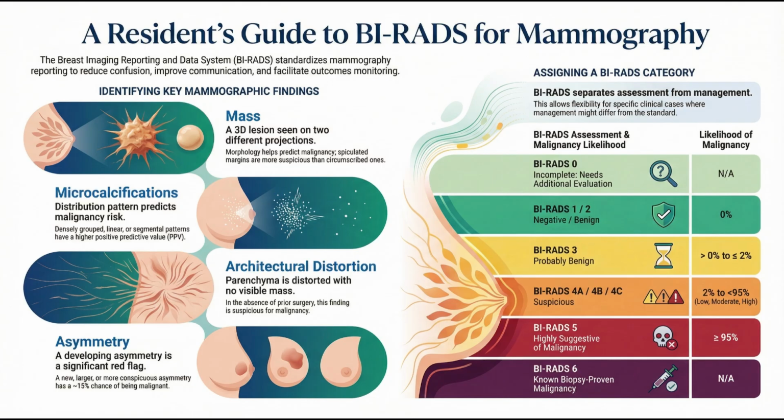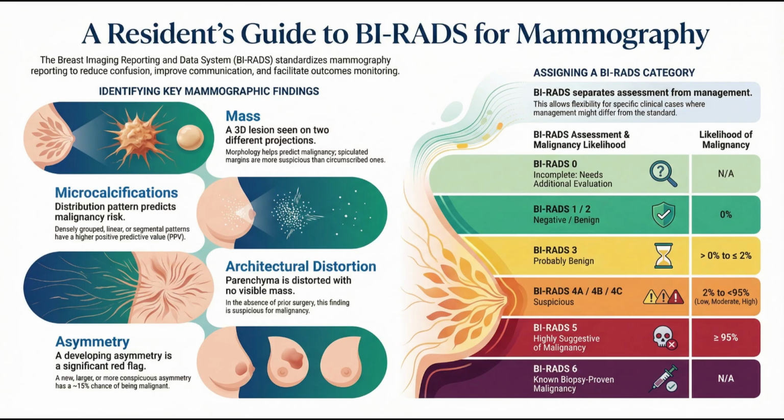What actually makes something a mass in BI-RADS language? Good question. A mass is defined as a 3-dimensional space-occupying lesion. But the key is it has to be seen on 2 different mammographic projections. 2 different views. Right. If you only see it on one view, we'll usually call it an asymmetry because you can't be sure it's truly 3-dimensional. It could just be overlapping tissue.